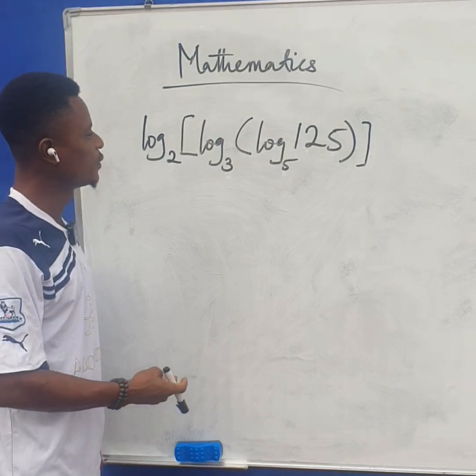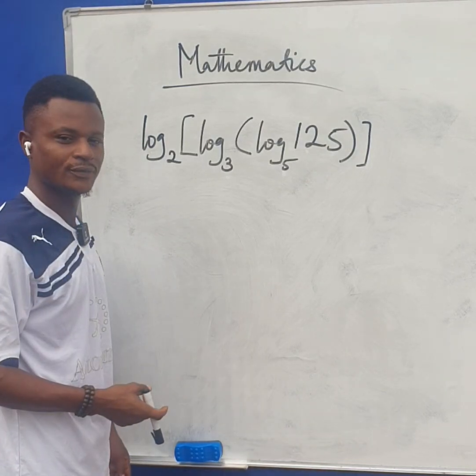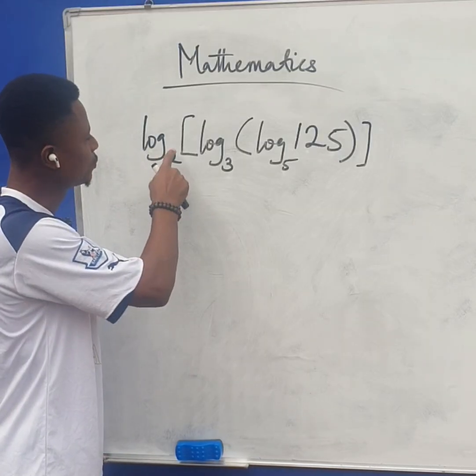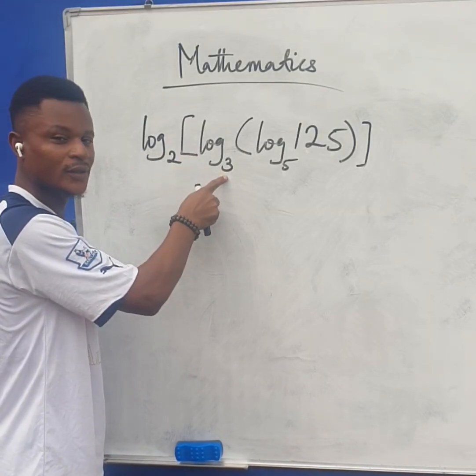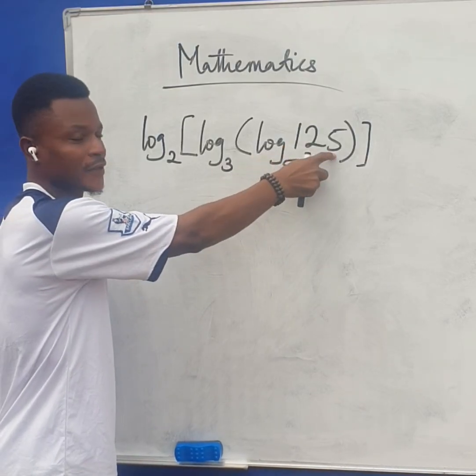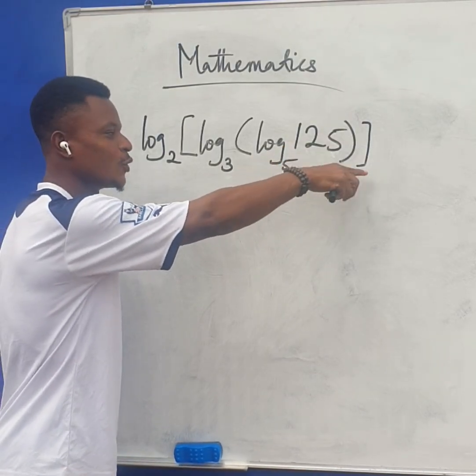Let me show you how to solve this logarithm question on the board. We are given log base 2, open bracket, log base 3, open bracket, log base 5 of 125, close bracket, and close bracket again.